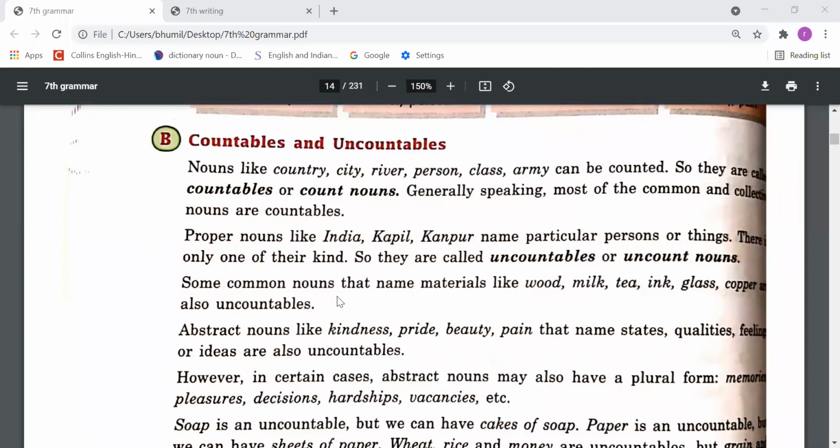Some common nouns that name material, like wood, milk, silk, ink, glass, copper, silver, gold, iron, are also uncountable nouns. So these are names of materials. These are uncountables. Abstract nouns like kindness, pride, beauty, pain, that name states, qualities, feelings, and ideas, are also uncountables. About this, I have told you.